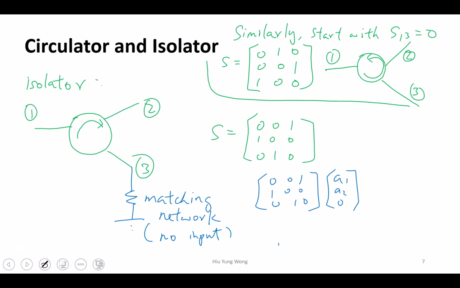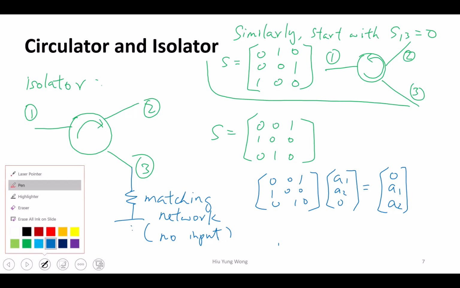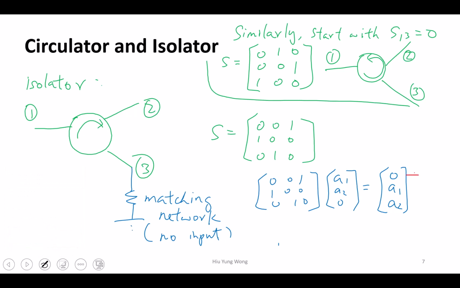Okay? Then what will happen? This is going to be equal to 0, A1, and then A2. Do you see that? What does it mean? It means port 1 is always 0. It means nothing comes out from port 1.